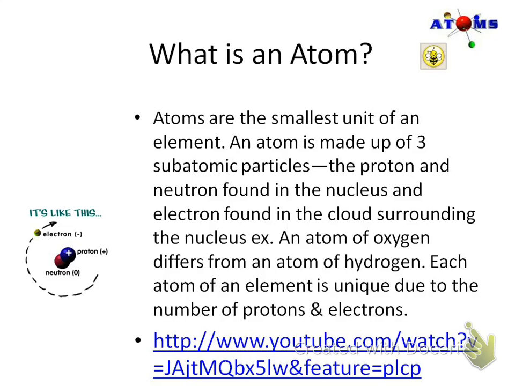And each element has a different atom. So when we think about the 118 elements on the periodic table, their atomic structure is different, and the difference in the structure is the number of protons, neutrons, and electrons they have. That's what makes each element unique.